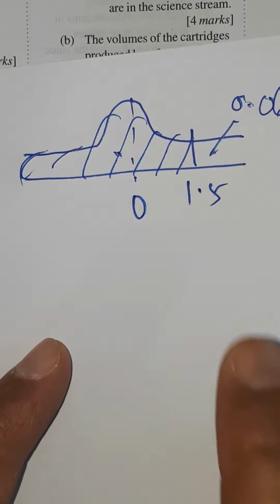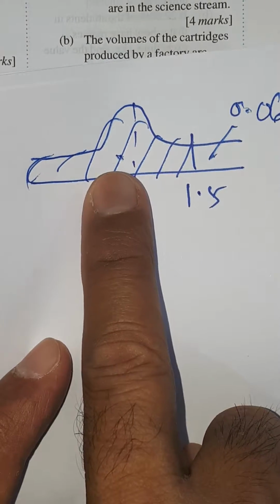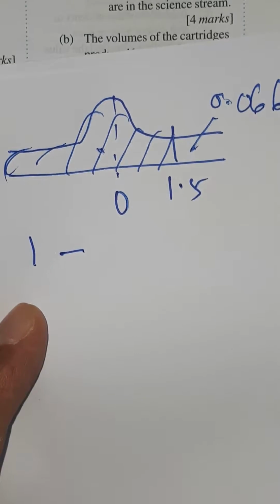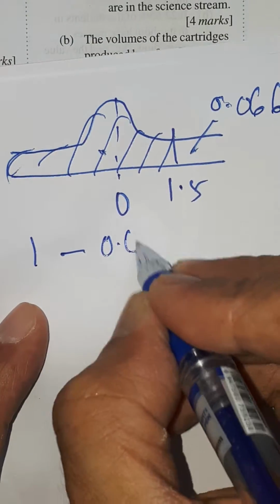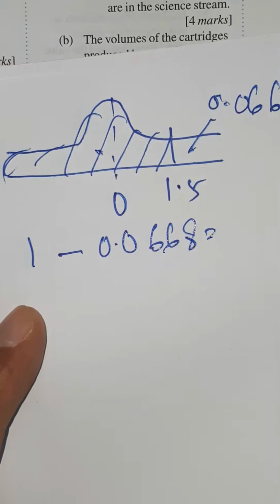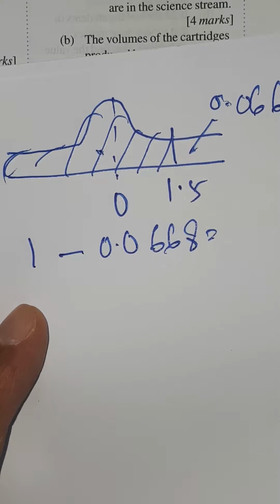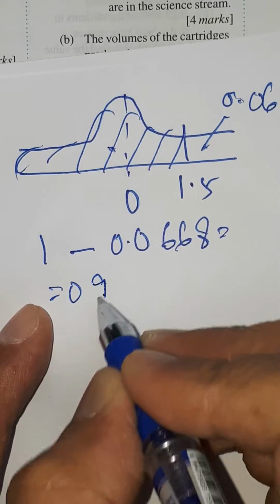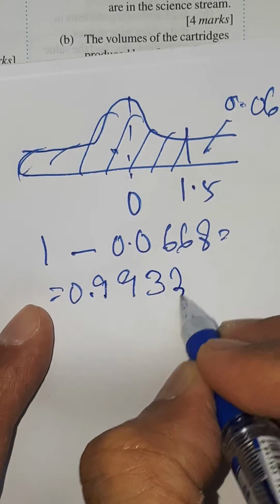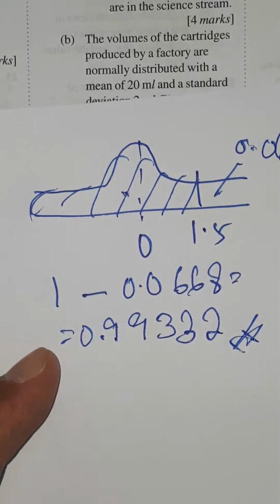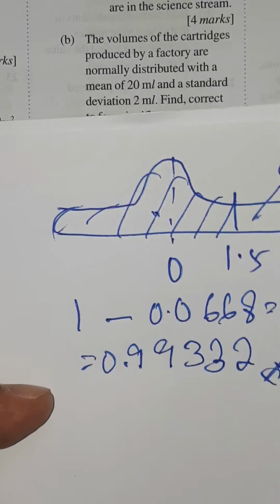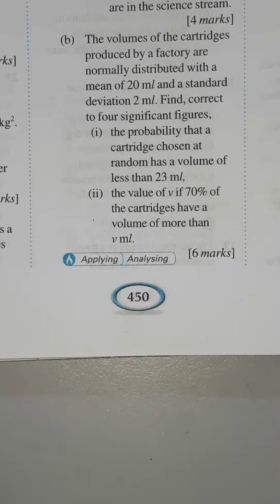So what is the relationship between the unshaded part and the shaded part? The total will be 1. So in order to know the shaded part, it will be 1 minus 0.0668. Okay, and using the calculator, you get 1 minus 0.0668, you get 0.99332. Okay, so that is the answer for question B1. And then we go to question B2.